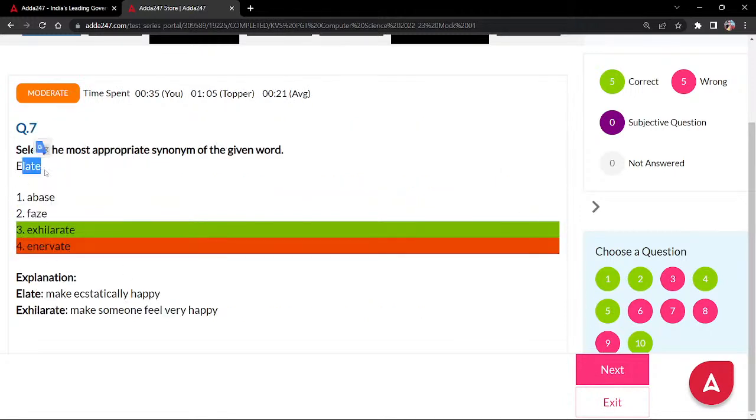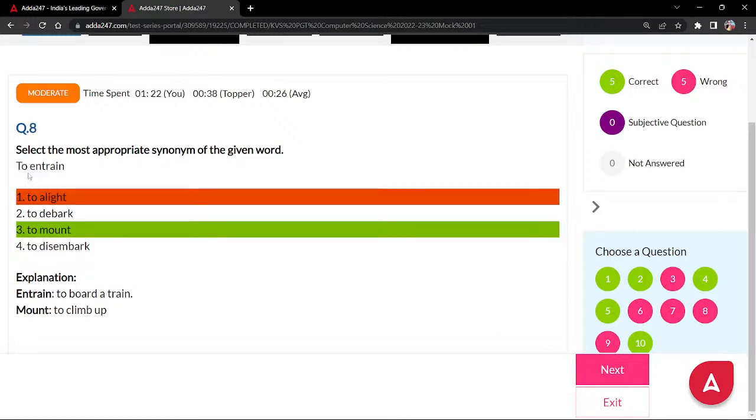Next, elate. The synonym of elate is exhilarate. Elate means happy. Exhilarate means to make someone feel very happy. Next, to entrain means to mount, to board a train. Mount means to climb up.